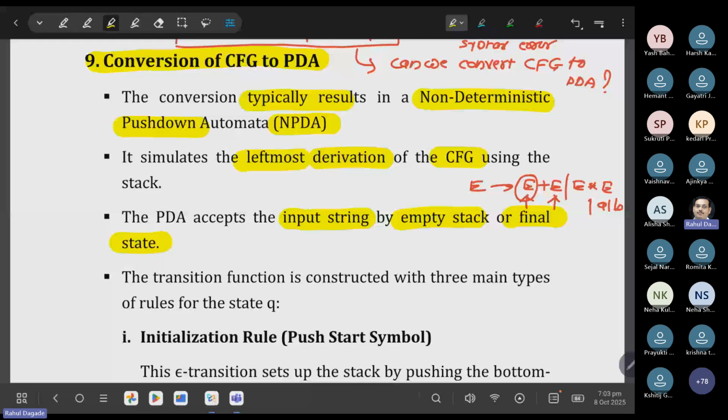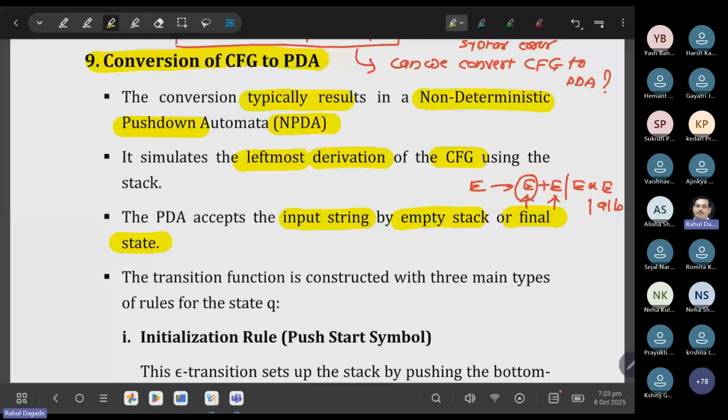So what do we do? For this transition delta Q0, epsilon, Z0, we will push the start symbol on stack. Okay, then we have the next rule that is called a derivation or expansion rule.